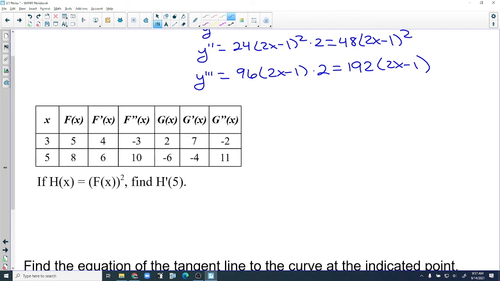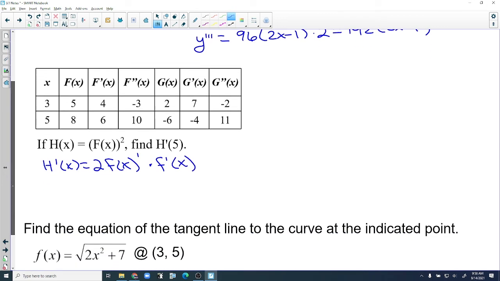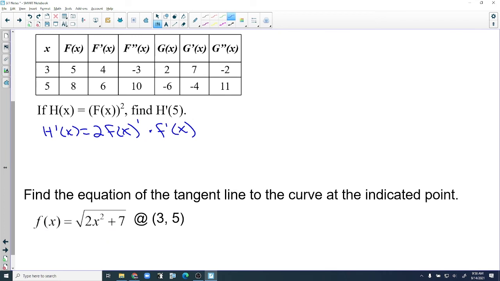If h of x is f of x squared, find h prime of 5. So h prime of x is 2 times f of x. Reduce the power by 1, so it's really to the first power, but we wouldn't write that. Then times the derivative of the inside function, which is f prime. So there's the chain rule right there. Derivative of the outside times the derivative of the inside.